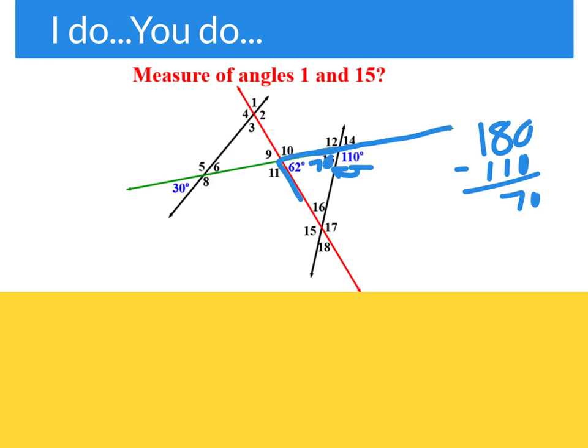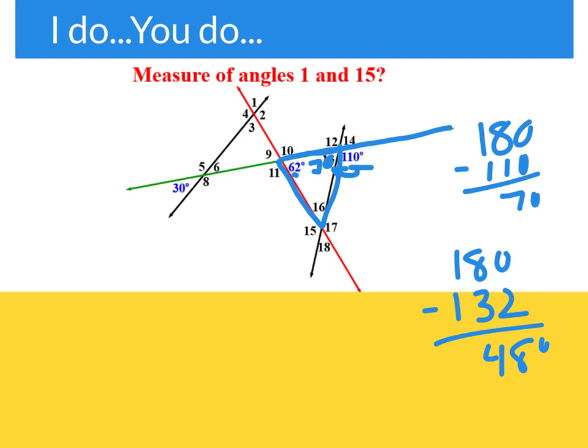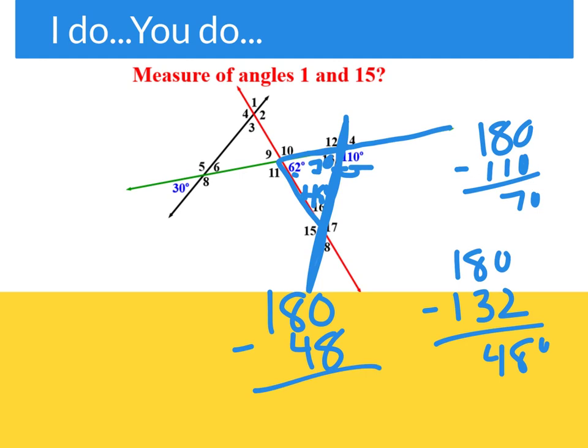Then I notice that these three are in a triangle. I have a 70 and a 62. Those two together are 132, and I know they add up to 180. So I subtract that 132 from 180, and I get 48 degrees. And now I know that 16 is 48 degrees, but I want to know 15. Well, look at 15. 15 and 16, the one I just found, add up to this line, so they are supplementary. So I take 180 minus that 48, and I get 132 degrees. And so angle 15 is 132 degrees.